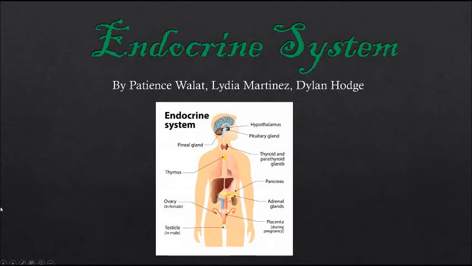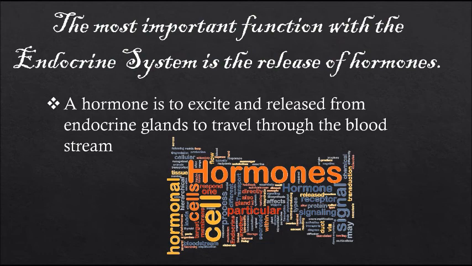Today we are going to be going over the endocrine system. The most important function of the endocrine system is the release of hormones. A hormone is a chemical that excites, and hormones are released from the endocrine glands and then travel through the bloodstream.